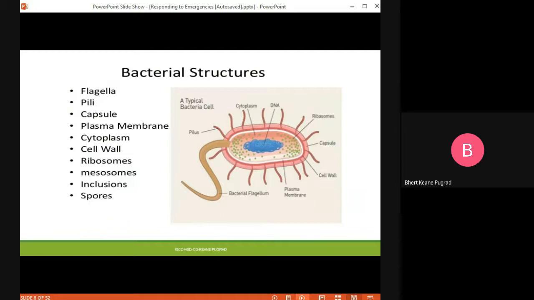So in order to have an overview with regards to this type of microorganisms, let's look into the structure of a bacteria, kung paano nga ba yung structure nila. Okay, this is a graphical representation of the anatomy of a bacteria. So we have your flagella. Your flagella is the long tail of a bacteria, no? So the purpose of this flagella is for mobilization, para makagalaw, okay, para makapag-swim yung bacteria.